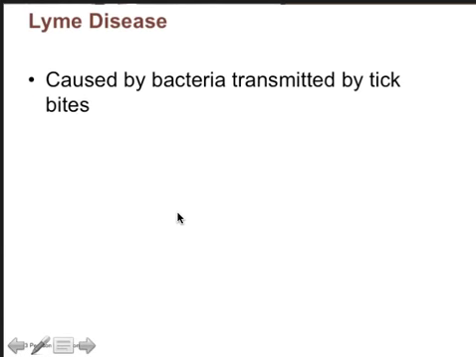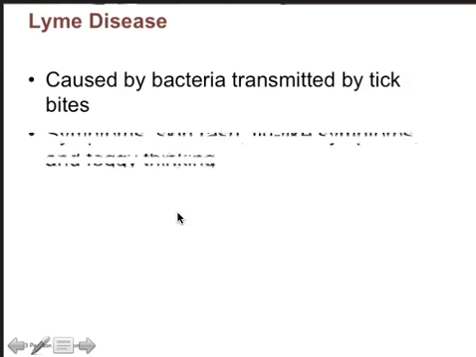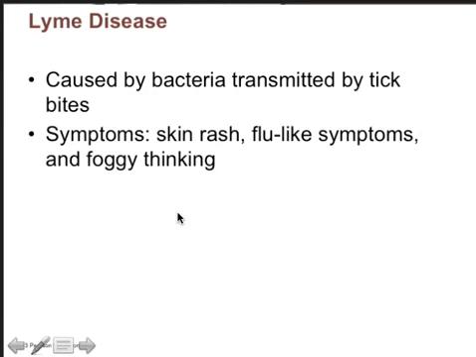Lyme disease is caused by a bacteria that's transmitted by tick bites. It's a spirochete bacteria. If you look at it under a microscope, it looks like a corkscrew. And the tick is the vector in this case. And then when it takes a blood meal, it injects the spirochete into the bloodstream.